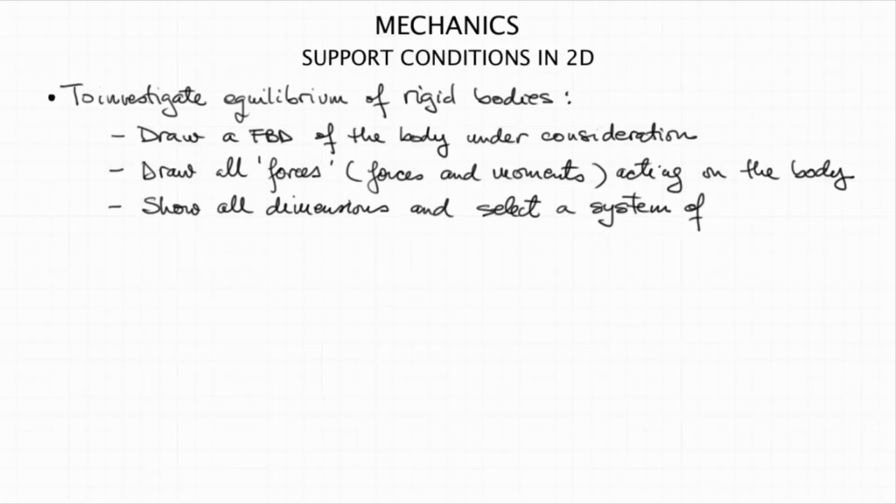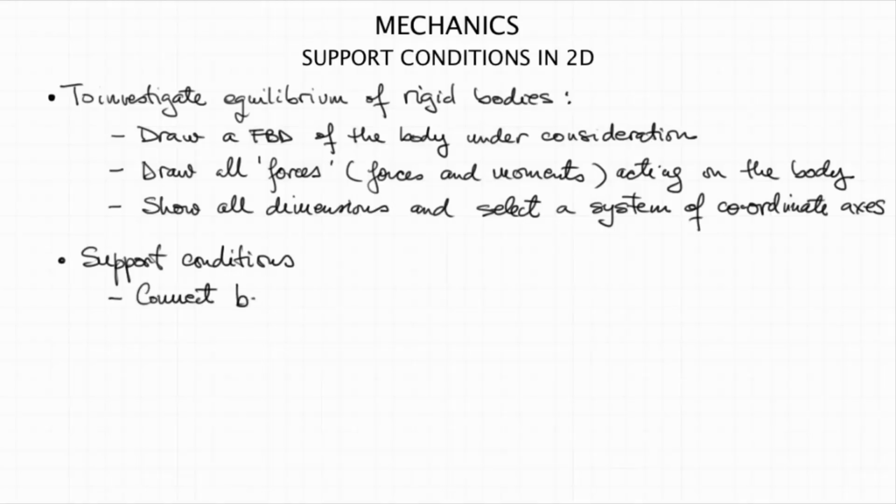However, bodies are also supported in order to achieve equilibrium. So let's talk a little about support conditions for bodies in 2 dimensions. The main role of the support conditions is to connect the bodies to, let's call it, the environment. That could be another body, the ground, or a wall. It helps the body achieve equilibrium by transferring forces from the body to this so-called environment.